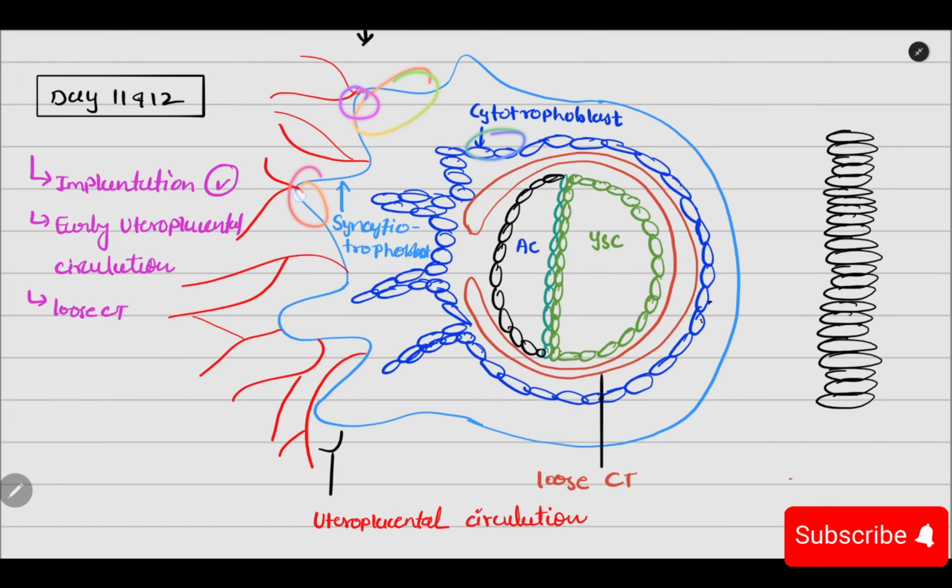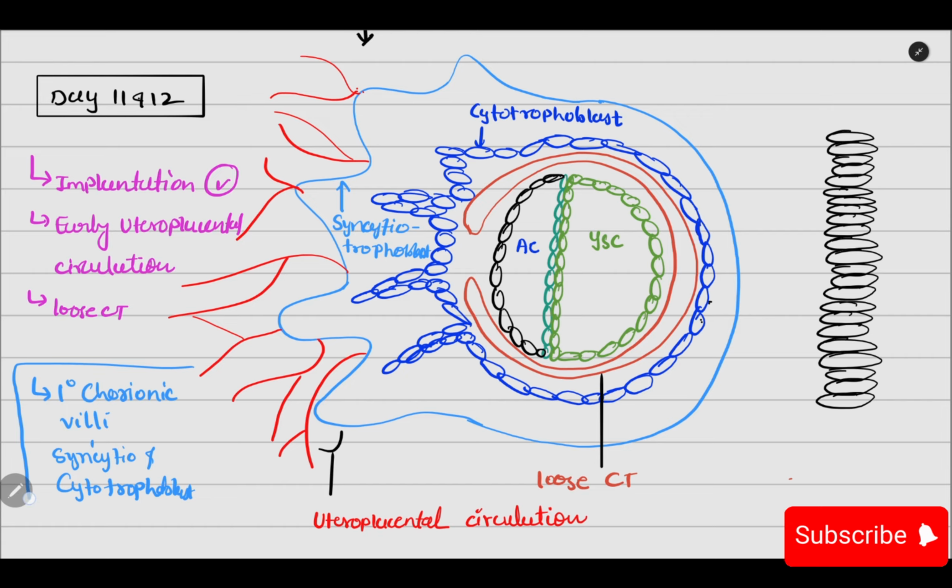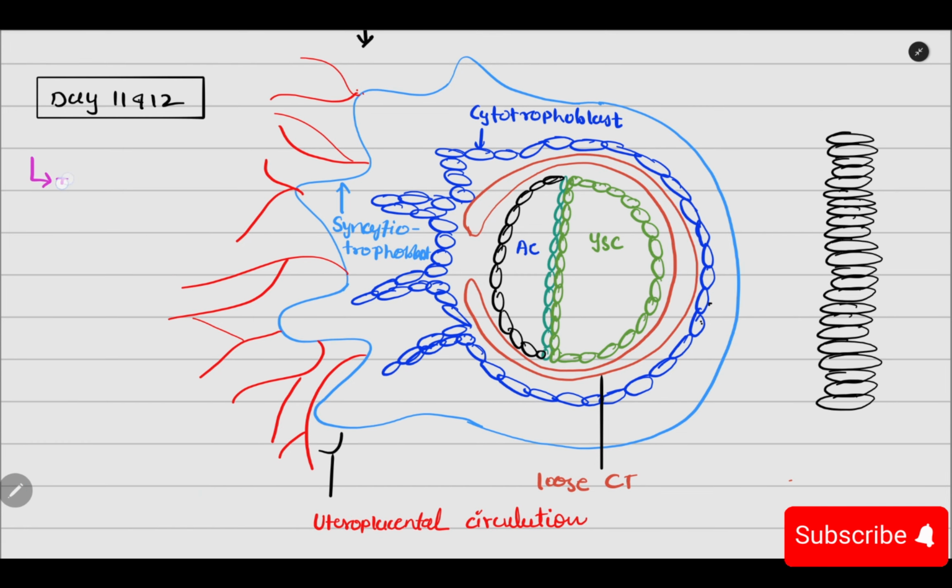Villi-like structures appear that supply blood to the placenta. These are called primary chorionic villi. Primary chorionic villi contain only syncytiotrophoblast and cytotrophoblast at this stage. On day 12 embryo implantation is complete. Early uteroplacental circulation begins. Loose connective tissue forms. And primary chorionic villi are present.